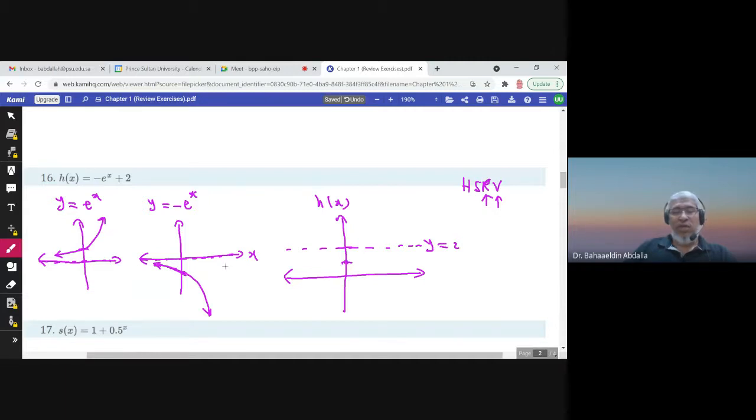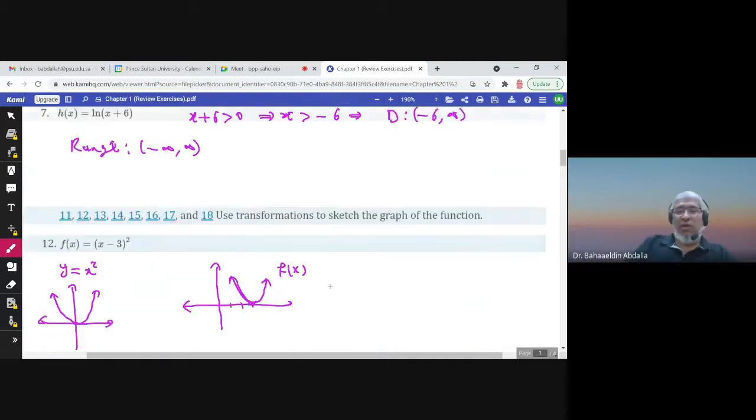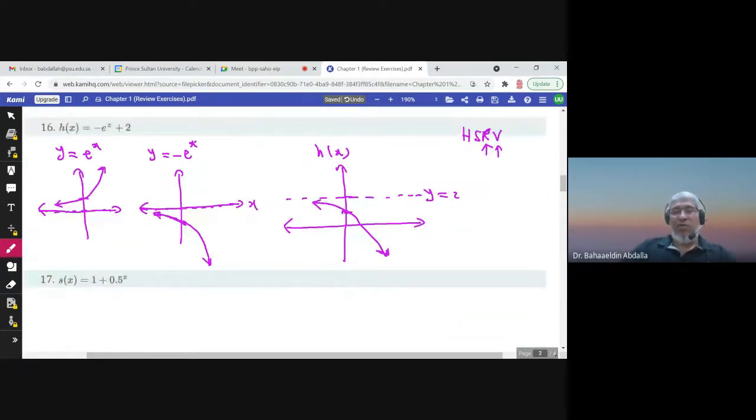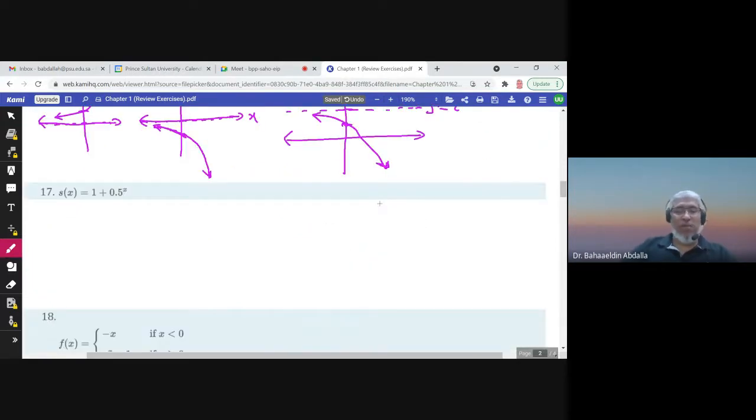And the point -1 will go to the point 1. And this would be the graph of h of x. He did not ask about the domain and the range, but if you want to find the domain, it is all real numbers, and the range is from -infinity to open.